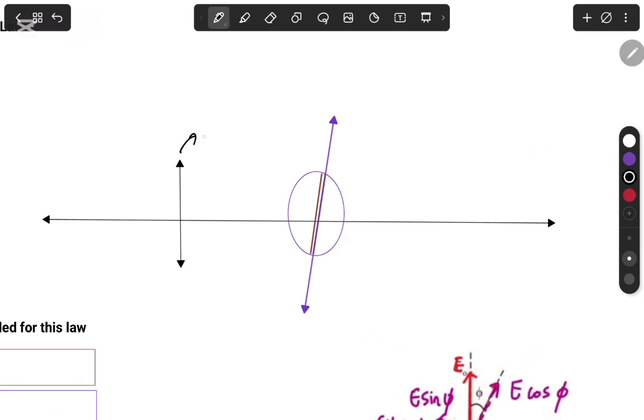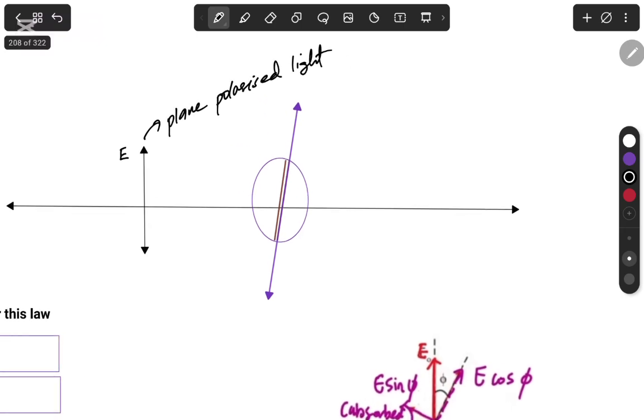So here we have got a plane polarized light, which is vertically polarized, and we're looking at an electric field here, E. So E will represent the electric field. So we're looking at the electric field.